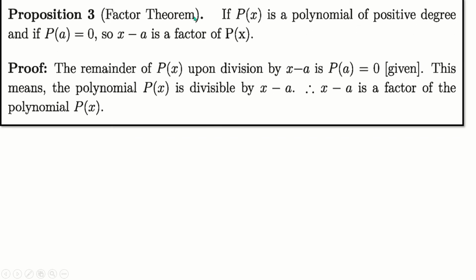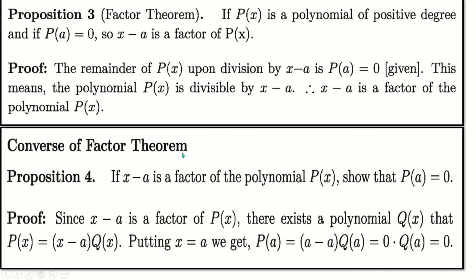Proposition, factor theorem. That means in this case, if the remainder is 0, the first part is the same, but if the remainder is 0, that means p of a is equal to 0, then x minus a is a factor of this polynomial p of x. The remainder of p of x upon division by x minus a is p of a, which is equal to 0, given. This means the polynomial p of x is divisible by x minus a. Therefore, x minus a is a factor of the polynomial p of x.